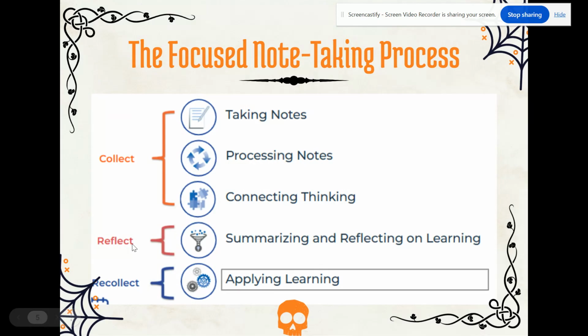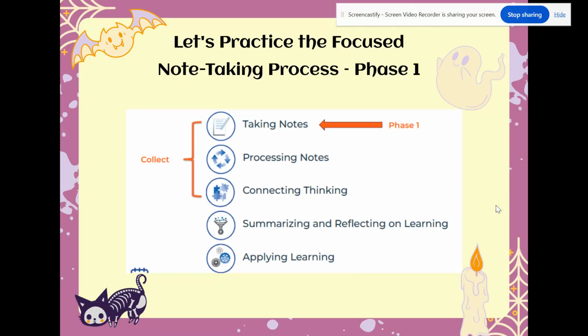So there's 3 different chunks here. The first part is collecting your notes, then you reflect on your notes, and then you recollect on your notes, and you actually apply what you learned in those notes. Okay? We are going to talk about phase 1. We're going to practice the focused note-taking process. So you will be taking notes.